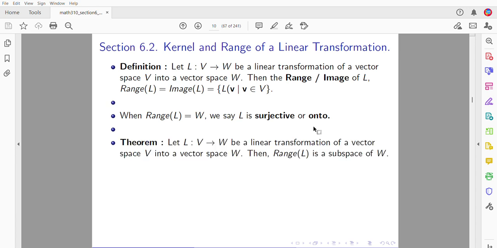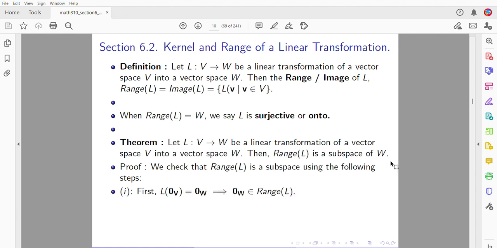Here is a beautiful theorem. Let L from V to W be a linear transformation of a vector space V into a vector space W. Then the range of L is a subspace of W. It is of course sitting inside W. You want to show that it is a subspace of W. If you recall, the subspace requires three conditions: be non-empty, be closed under vector addition, and be closed under scalar multiplication. So let's check. Check that range of L is a subspace using the following steps.